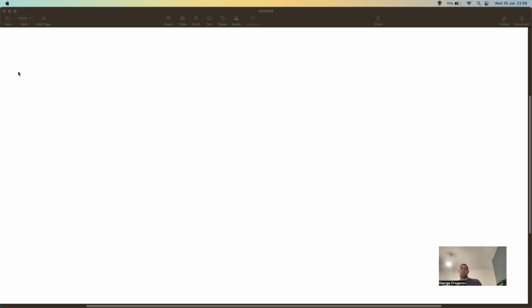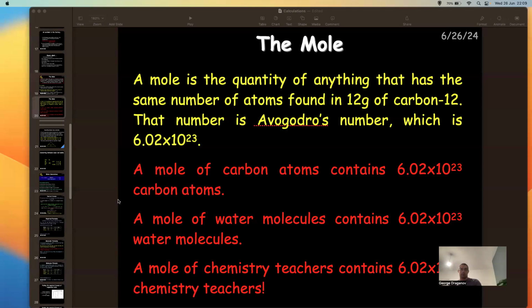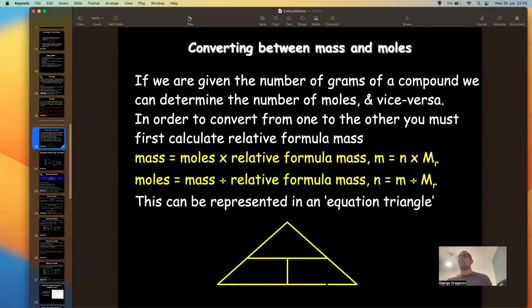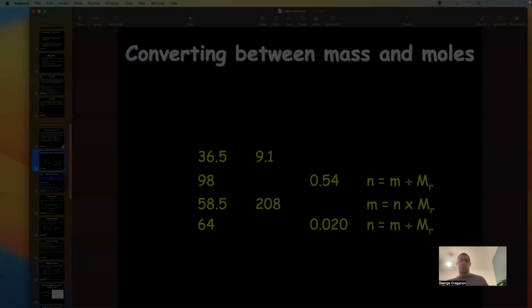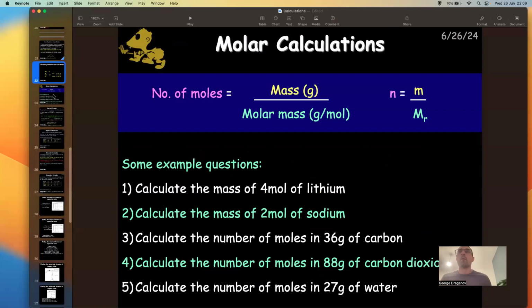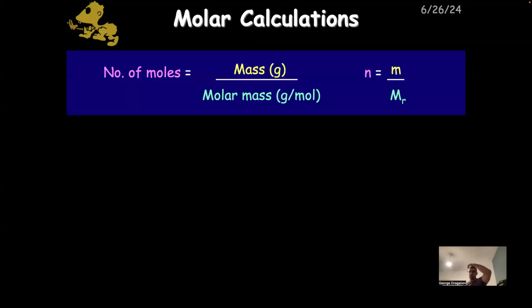Let's look at the mole formula. The formula for moles is that moles equals mass divided by MR. And the abbreviation in the top right that you see is n equals m over MR. So don't confuse, moles is represented by the letter n, not the letter m.